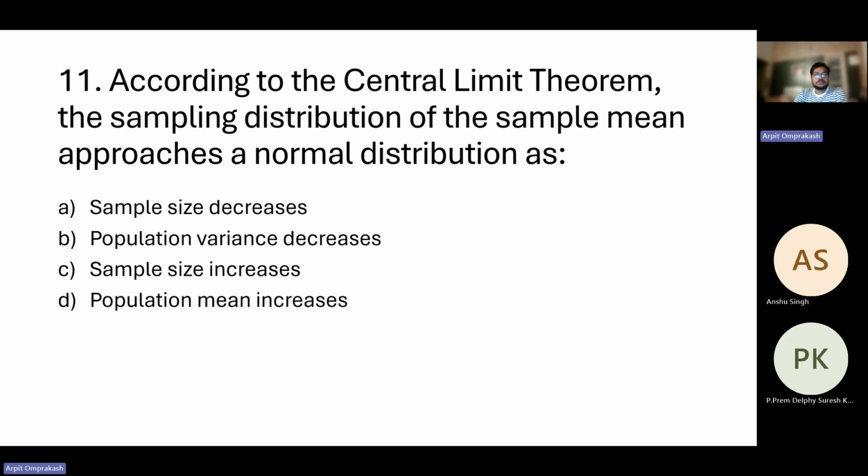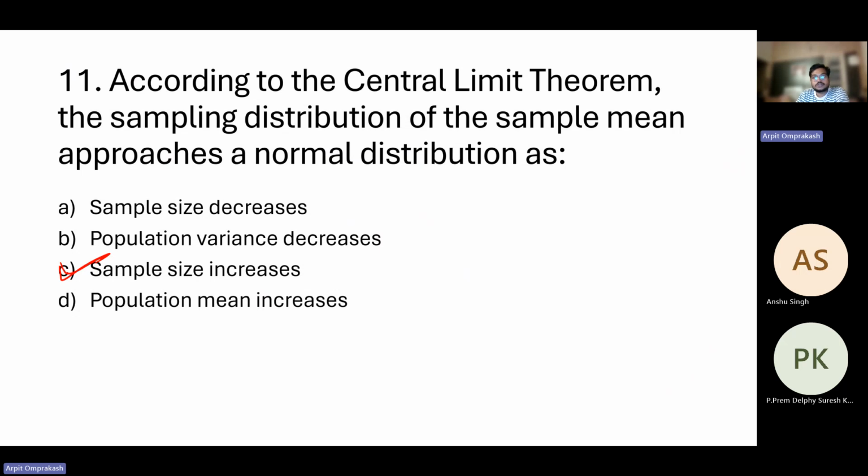So the next question is, according to the central limit theorem, the sampling distribution of the sample mean approaches a normal distribution as A, sample size decreases, B, population variance increases, C, sample size increases, or D, population mean increases. The answer is quite straightforward. It's in the definition of the central limit theorem that as the sample size increases, the sampling distribution of the mean approaches a normal distribution.